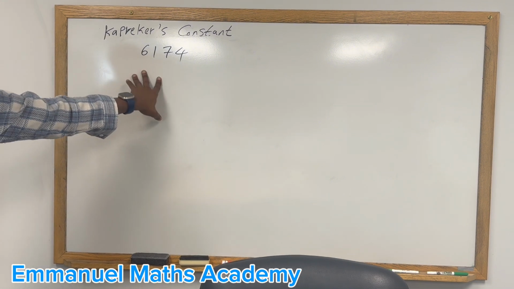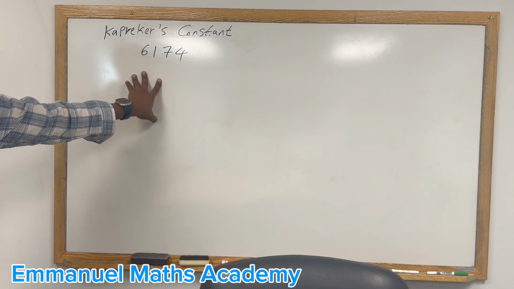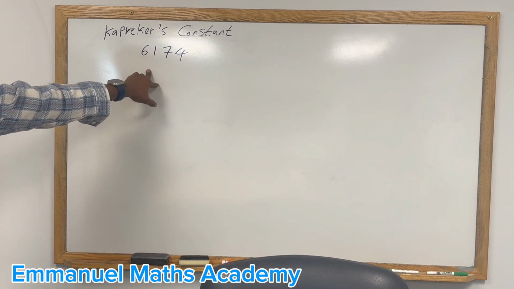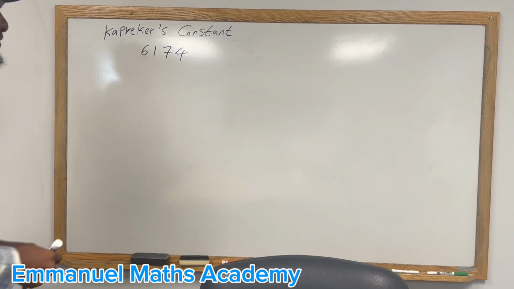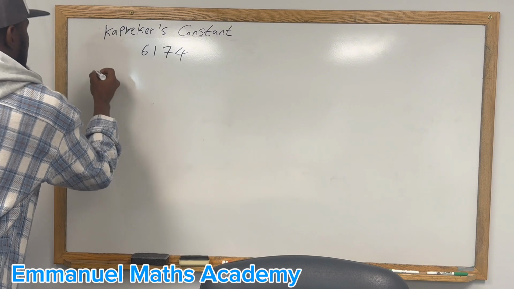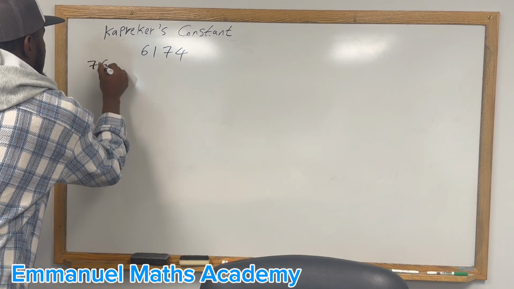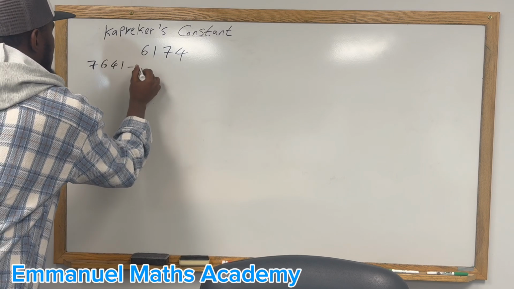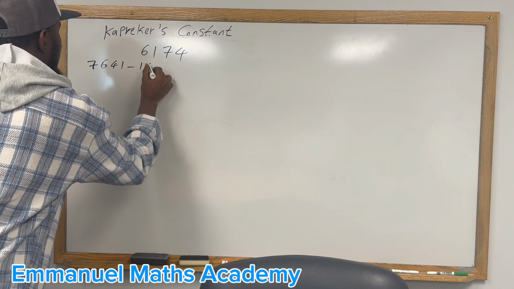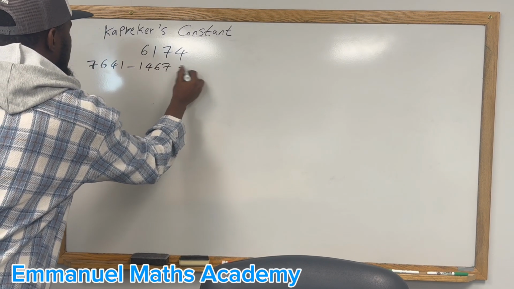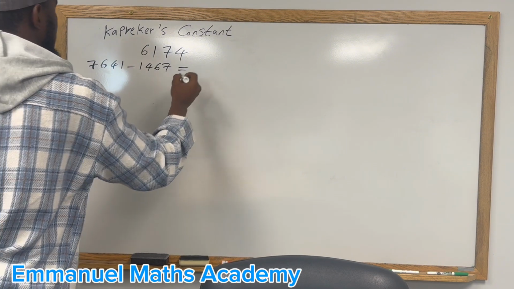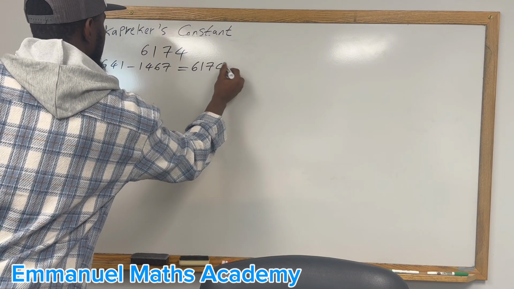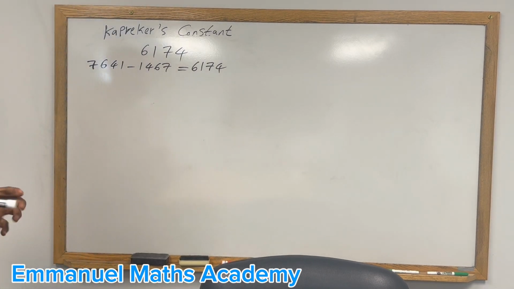if you subtract the smallest number here from the biggest, you get 6174. Look at what I mean. The biggest number here is what? 7641. And the smallest is what? 1467. If you subtract this, you get what? 6174. Right?